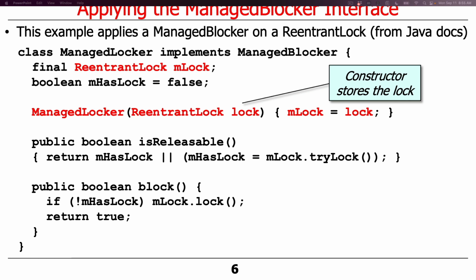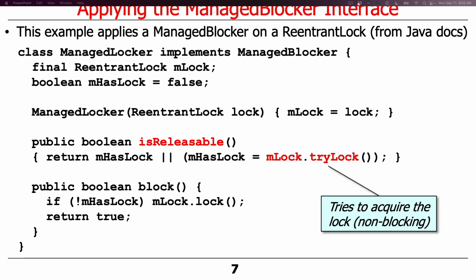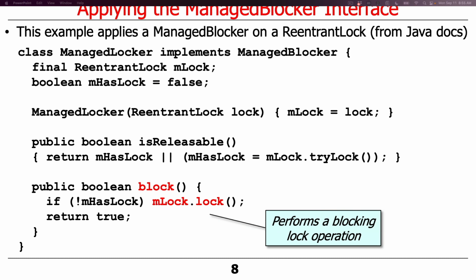You can see that the constructor stashes a ReentrantLock away in a field. Then the isReleasable hook method, remember, is the one that's going to be called by the fork join engine to see if it gets lucky and doesn't have to block. So what it'll do here is try to acquire the lock without blocking. There's a tryLock method on a ReentrantLock, which, if you're lucky, will get the lock without having to block, like if there's nobody else who owns the lock at this point. If we happen to get lucky, then we set the hasLock flag to true, and we return true, and we're done. If we're not lucky, then the fork join pool framework has to call the block method.